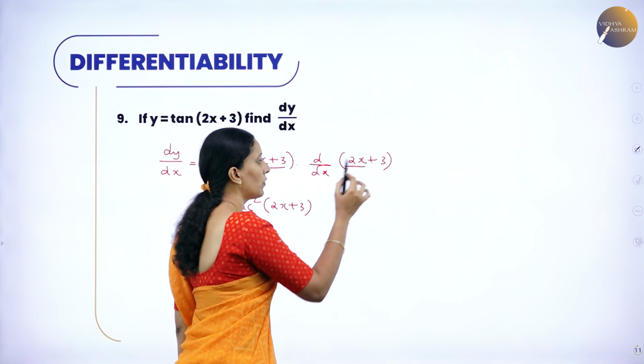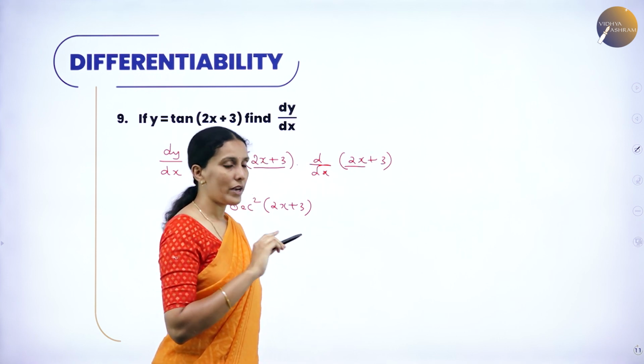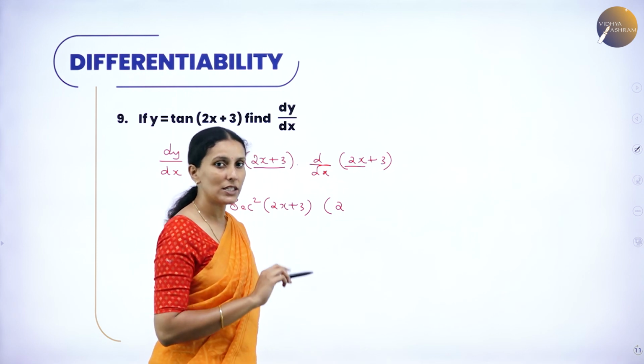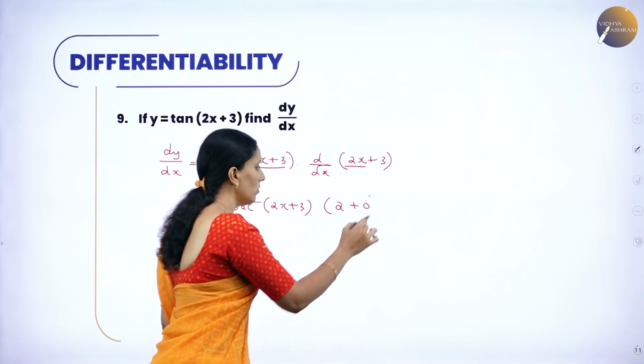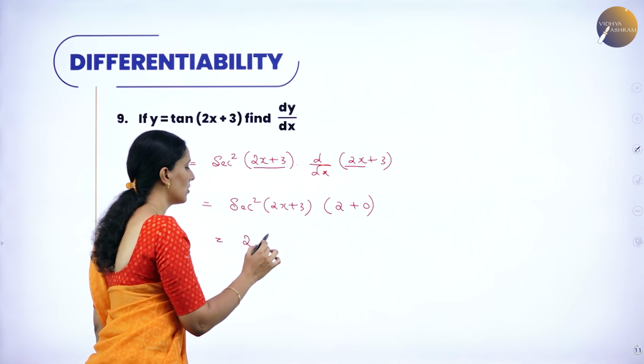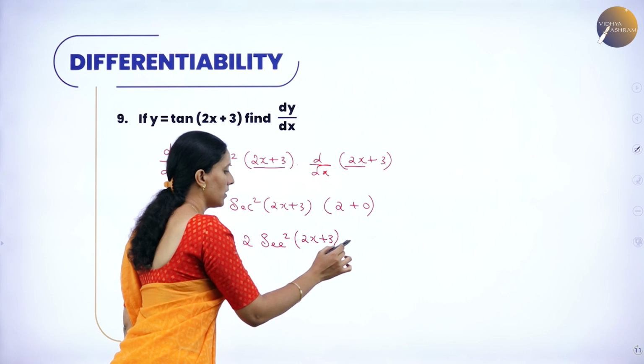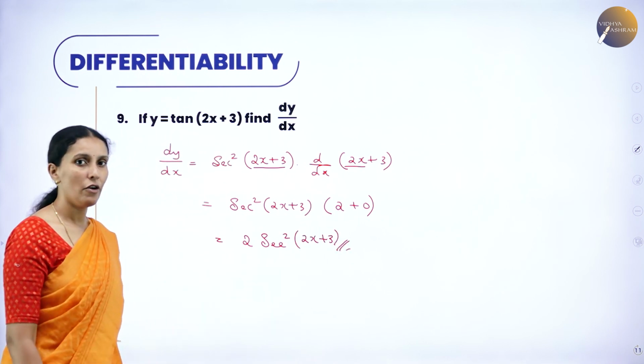Now what is the derivative of 2x? Derivative of x is 1. So 1 into 2, it becomes 2. What is the derivative of 3? It is only a constant, so therefore it becomes 0. So we can write here the answer is 2 into secant square of 2x plus 3. So this is the derivative of the given function.